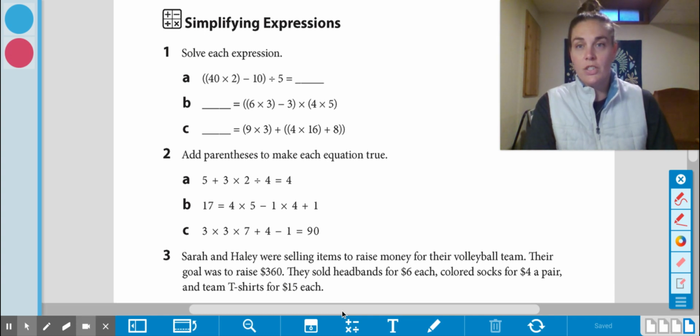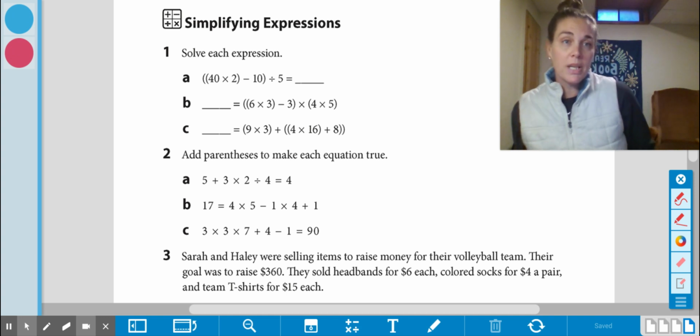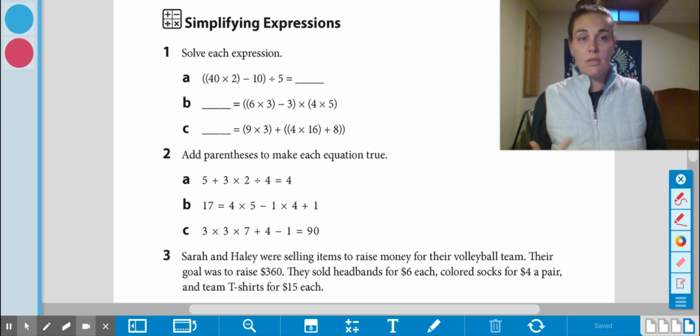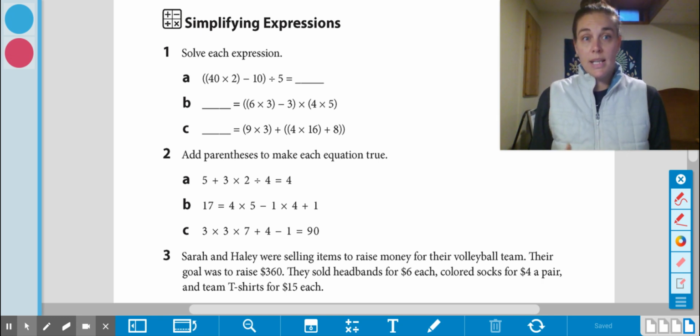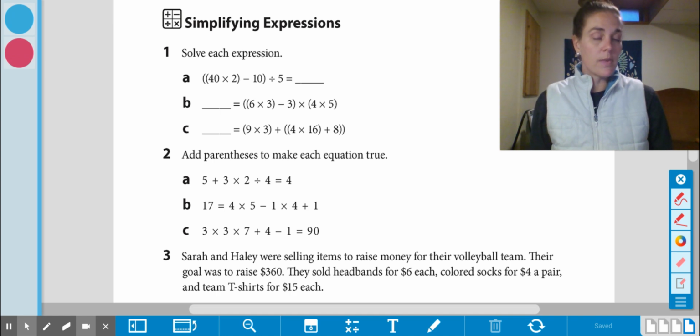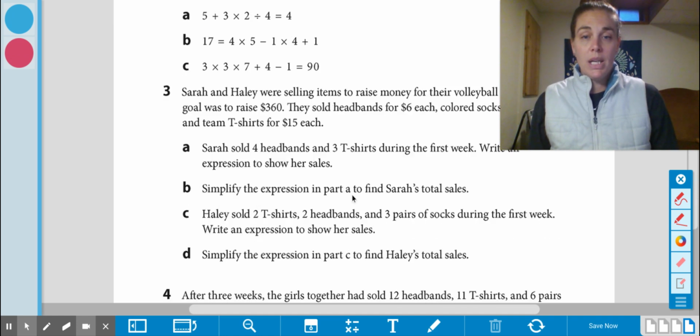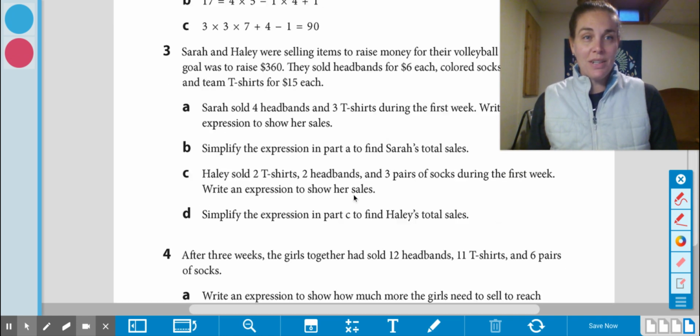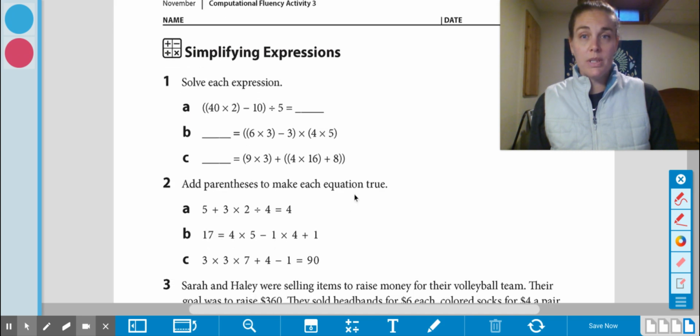All right, we are finishing up our work with computational fluency this month with some simplifying of expressions. We've been playing expression bingo to get some practice with how do I handle those parentheses? How does that help me be precise in the answer I'm getting, to show people how I got my answer and what to do in what order. So we are on page 28 of our Number Corner book, so make sure you're open to that page, ready to go.